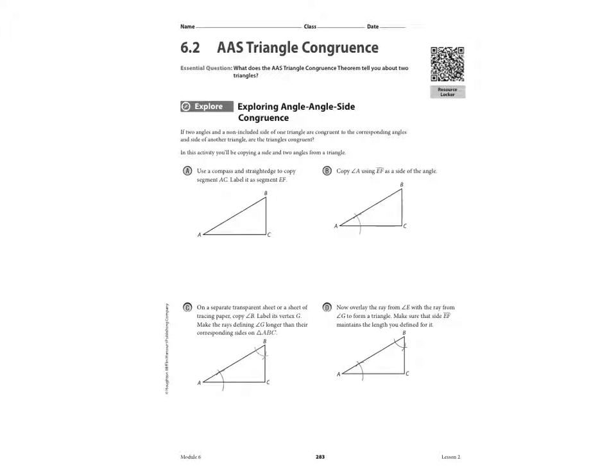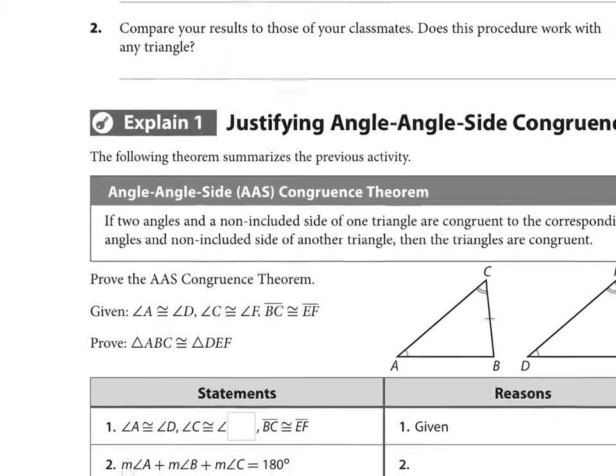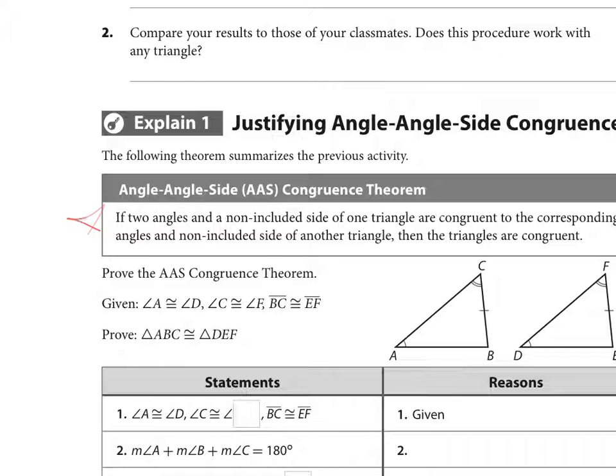Okay, so now we're going to look at angle, angle, side. If you turn to page 284, you have the theorem. It says, if two angles and a non-included side of one triangle are congruent to the corresponding angles and non-included side of another triangle, then the triangles are congruent. The first example we're doing, and actually the only example in this one, is on page 287.